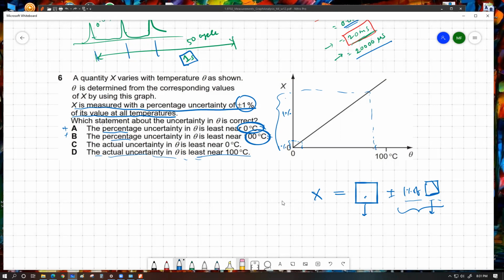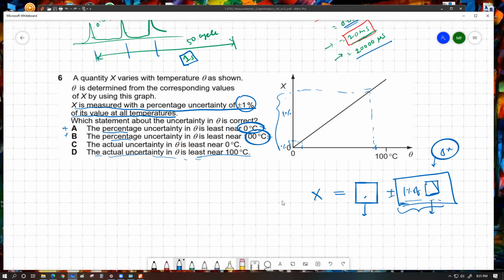Whenever theta is pretty large, your x value will be pretty large, and 1% of that x value will also be pretty large. You're not going to get the smallest delta x. Let's say this is the uncertainty of x, delta x. You're not going to have the smallest absolute uncertainty when theta is near 100, because when theta is near 100, your x is also pretty large. So your 1% of that large value will also be pretty large. So that's not a least value. That might as well be a pretty large value.